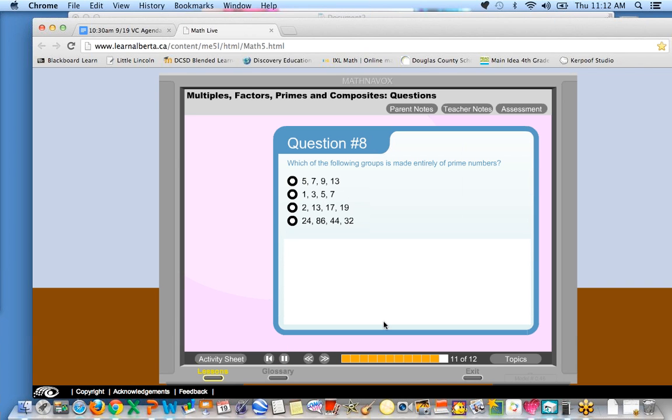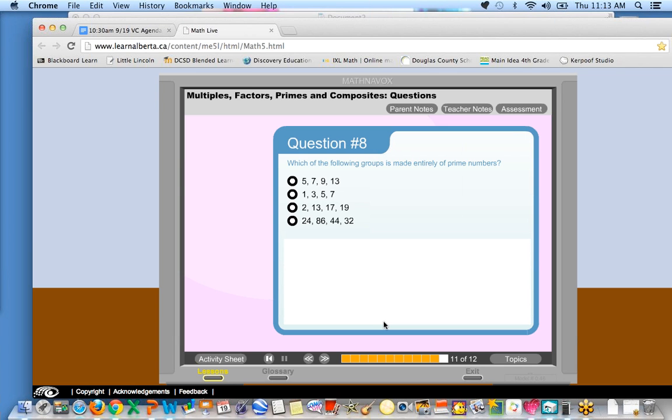Which of the following groups is made entirely of prime numbers? Click on the circle next to your choice of answer. Okay, remember, prime numbers only have a 1 and itself for a factor.